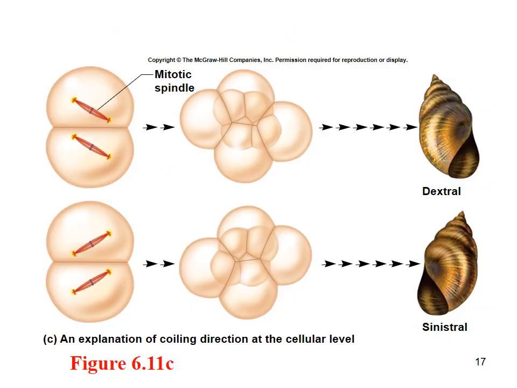And this little picture right here shows you how the mitotic spindle will lean either towards the right or towards the left, and due to that orientation, it will cause the coiling of the snail shell to be either dextral to the right or sinistral to the left. So for those of us who are a little bit more visual and want to see which way we're going, this shows you how the mitotic spindle will guide the coils.